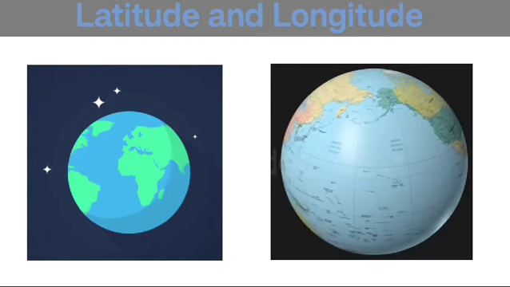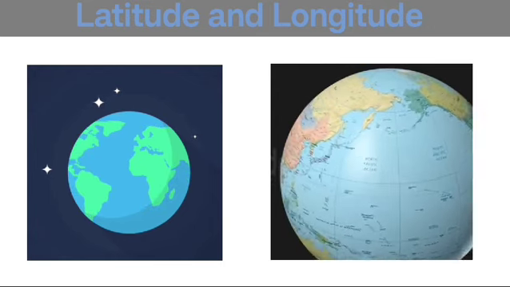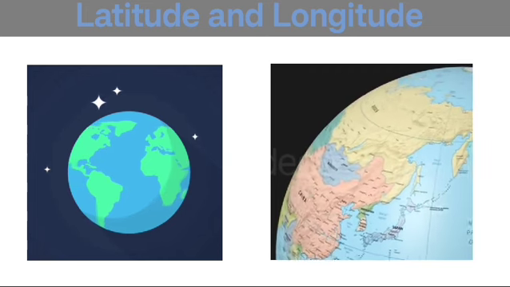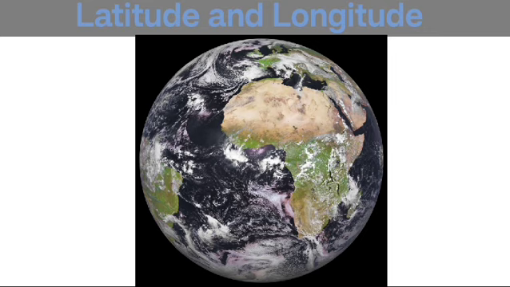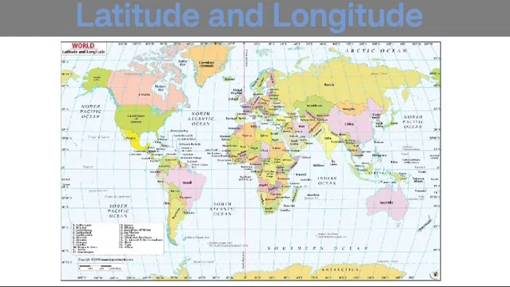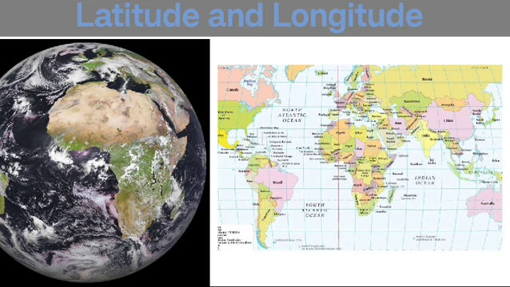Okay, so basically we live on Earth, right? And it is spherical in shape. Now, take a look at this picture. This is what our Earth looks like. Now, look at this picture. This is a map of the world. In both the pictures, we can see a huge difference.